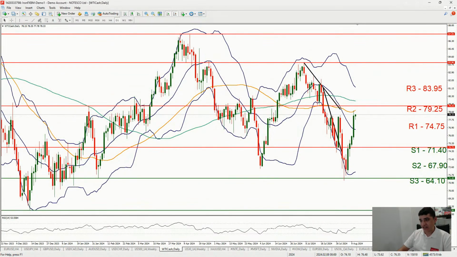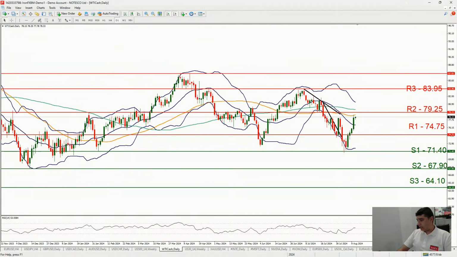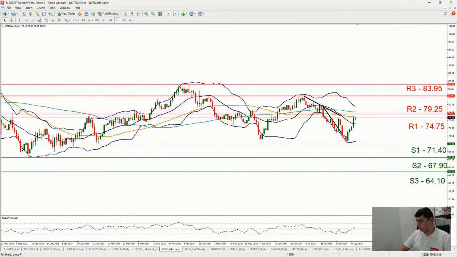I just want to look at oil. Oil has broken above that 74.75 R1 resistance line that we've placed. It's taking aim for 79.25. So I remove this now. Now, I would be maintaining a relatively bullish outlook for oil as well.